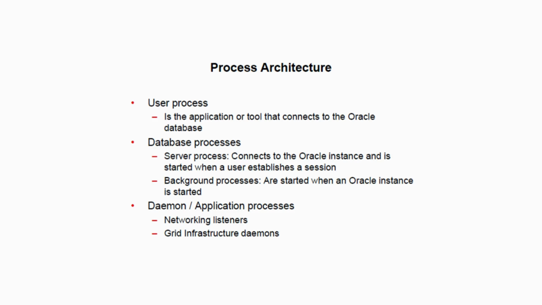The processes in an Oracle database system can be divided into three major groups: user processes that run the application or Oracle tool code, Oracle database processes that run the Oracle database server code, including server processes and background processes, and Oracle daemons and application processes not specific to a single database.